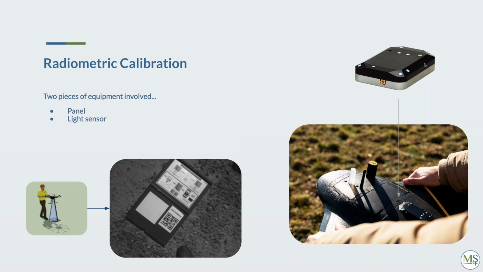It's also going to use this information from the light sensor mounted on top of the drone that's capturing data and writing it into the metadata of every image that's captured. So these two components combined are going to provide you with radiometric calibrated data out of Pix4Dfields.